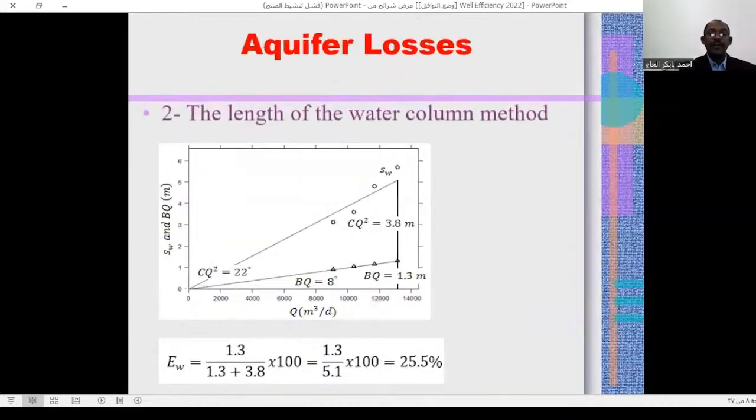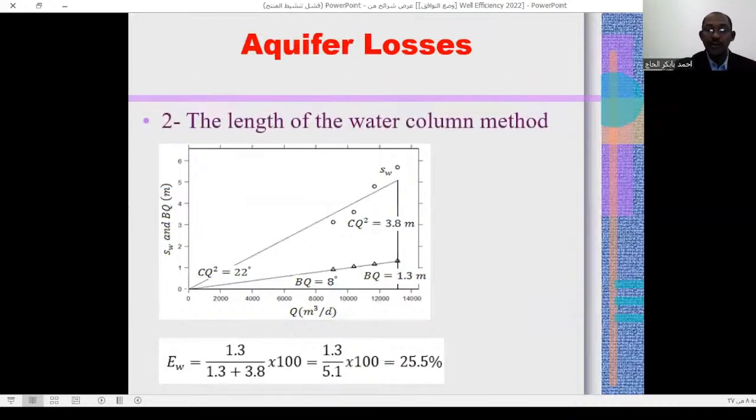Second method, the length of water column method. Water column for the aquifer losses equals 1.3 meter, and the well losses equal 3.8, total equal 5.1. After that, how to calculate the well efficiency? Divide 1.3 aquifer losses by total loss 5.1, times 100, equals 25.5%.